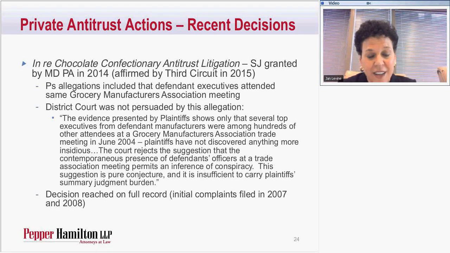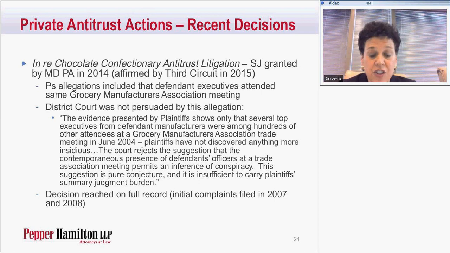The court was very tough and really said that the evidence presented by plaintiffs shows only that top executives from the defendant manufacturers were among hundreds of other attendees at the Grocery Manufacturers Association trade meeting in June of 2004. Plaintiffs have not discovered anything more insidious. The court rejects the suggestion that contemporaneous presence of defendants' officers at a trade association meeting permits an inference of conspiracy. This suggestion is pure conjecture, and it is insufficient to carry plaintiff's summary judgment burden. So in short, what the court was saying, same place, same time, is just not enough.